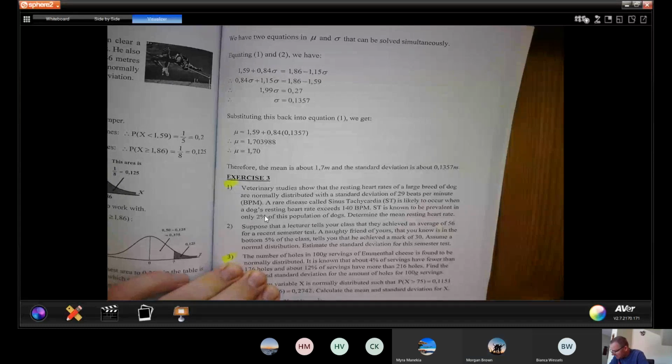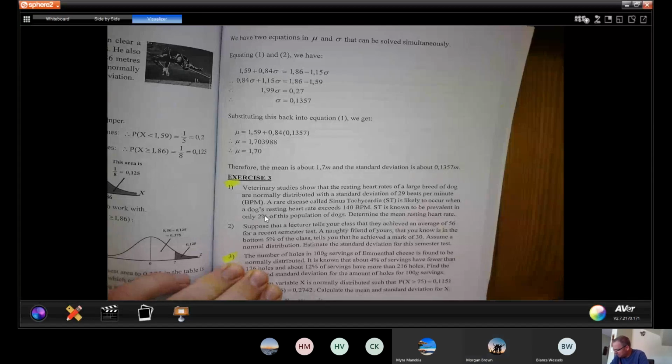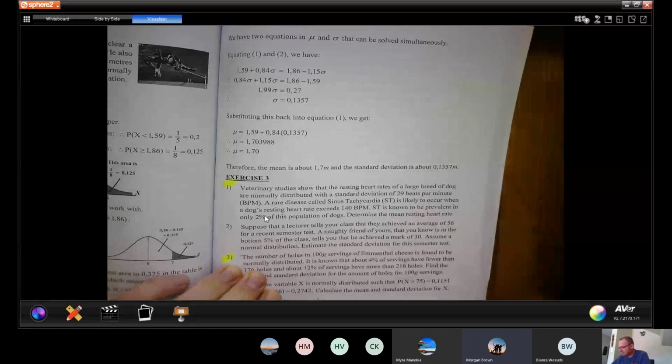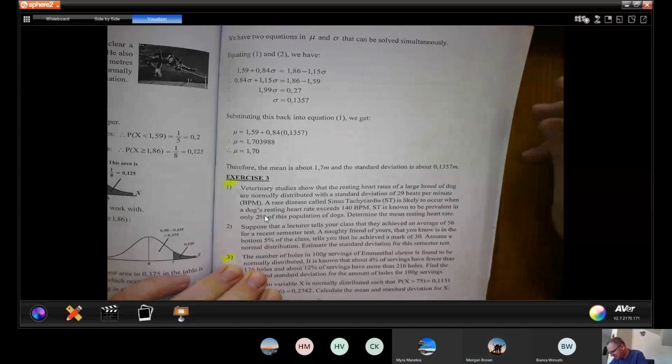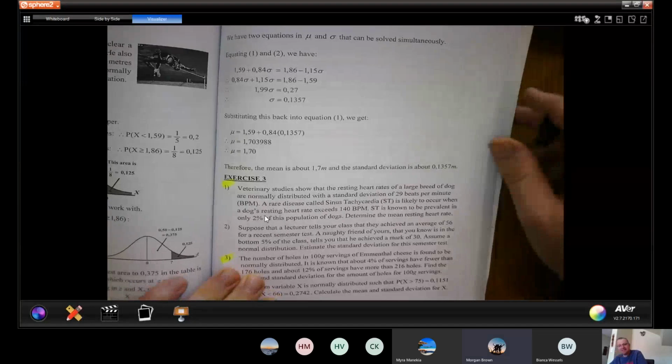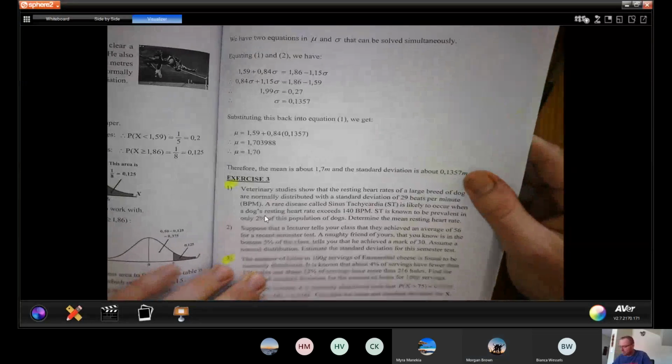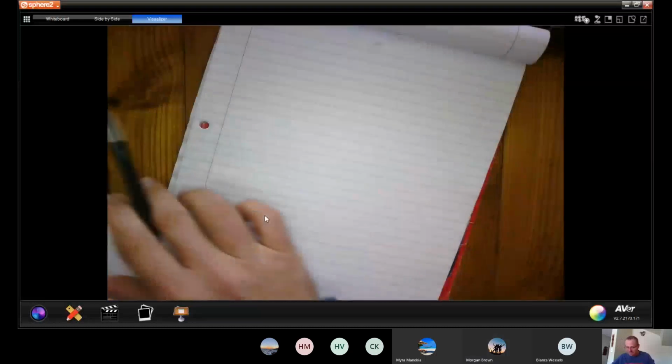A rare disease called sinus tachycardia, otherwise known as ST for us in the veterinary profession, is likely to occur when a dog's resting heart rate exceeds 140 beats per minute. ST is known to be prevalent in only 2% of this population of dogs. Determine the mean resting heart rate. Now, there was a time in your life when a question like that would scare you, but now you're going to be fine.